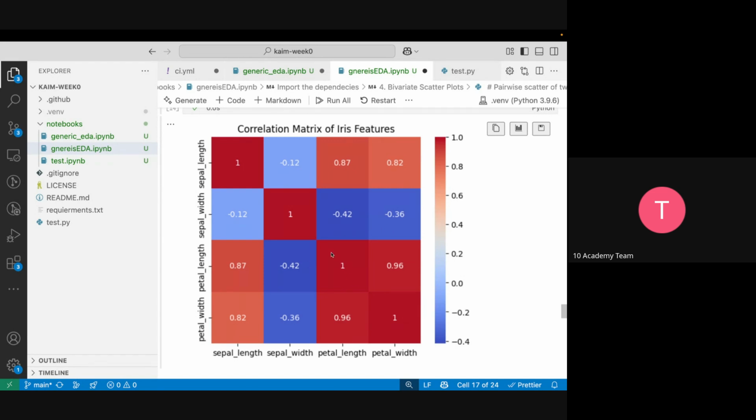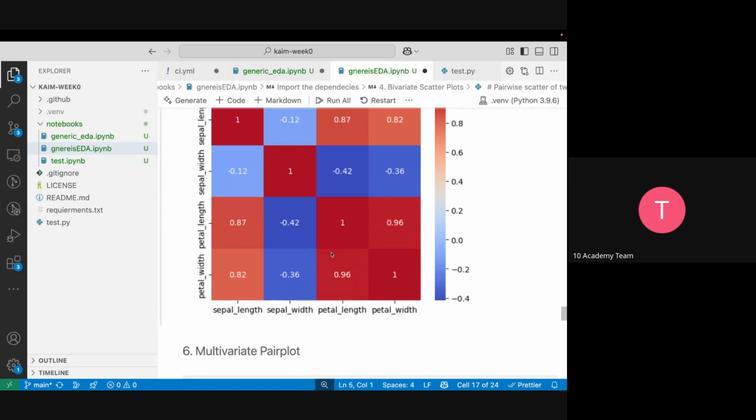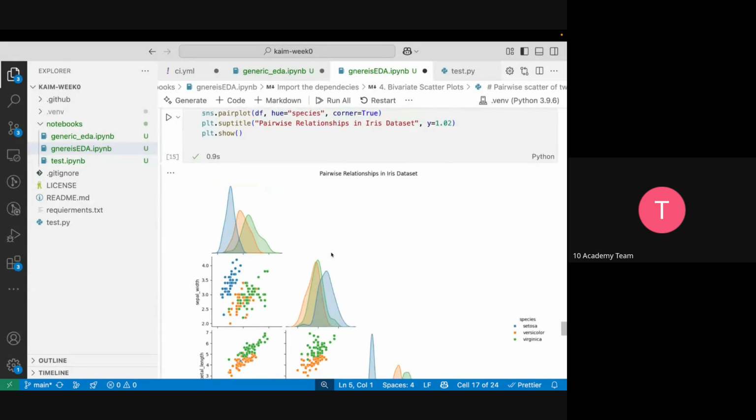So there's some noise. This is going to help you a lot to identify any given relationship between your data, your columns. Okay.